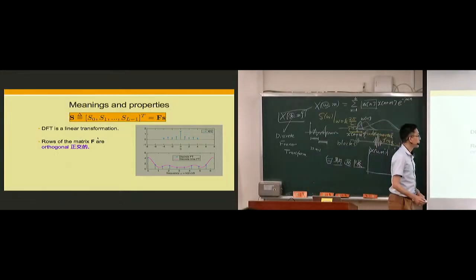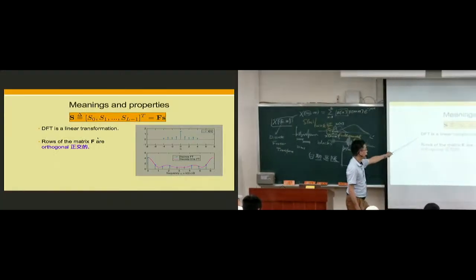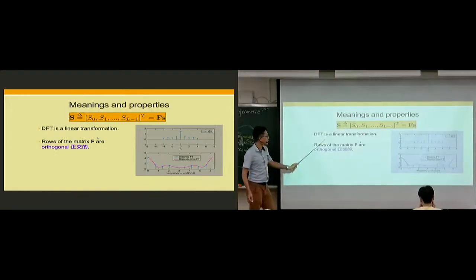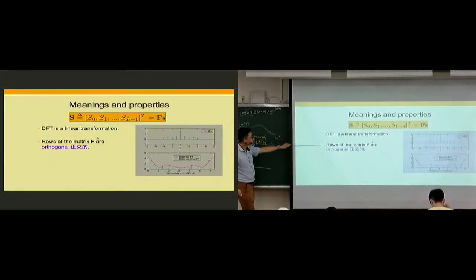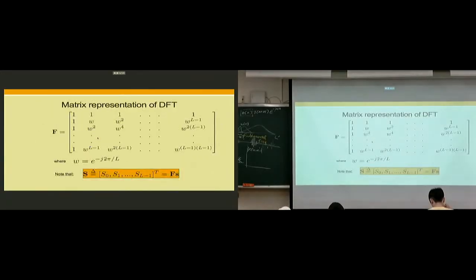But here I want to make a few more remarks. First of all, as I said, DFT with this matrix representation really is a linear transformation. And secondly, if you take a look at the matrix right there, you will very soon realize that the rows of the matrix, or columns equivalently, are orthogonal to one another. They are mutually orthogonal. First of all, this matrix is symmetric. Did you notice? This matrix is symmetric. So row or column doesn't matter. Every one row and another row are mutually orthogonal.